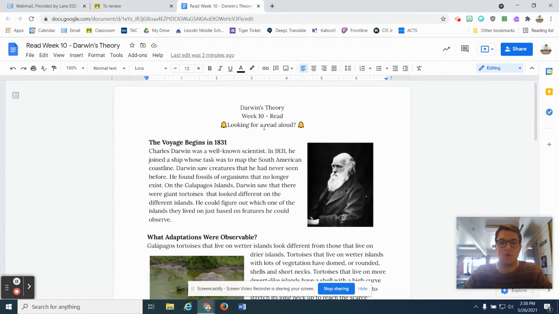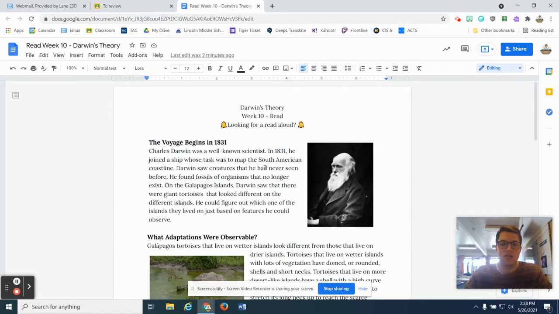We're talking about Darwin's theory. So the voyage begins in 1831. Charles Darwin was a well known scientist. In 1831, he joined a ship whose task was to map the South American coastline.